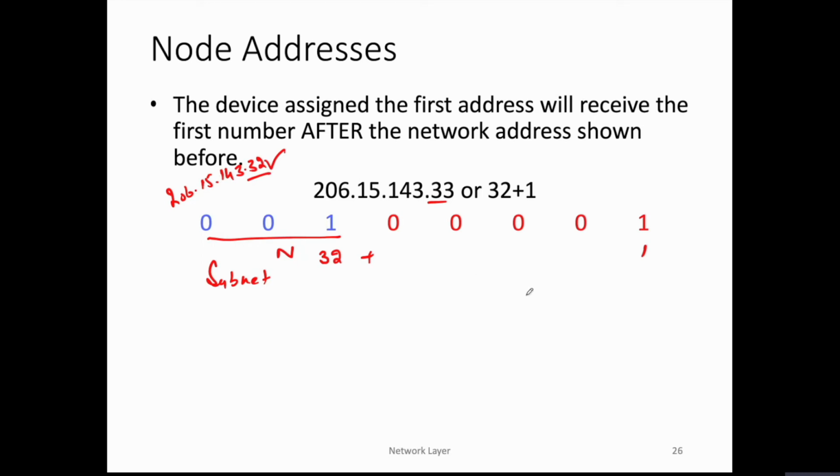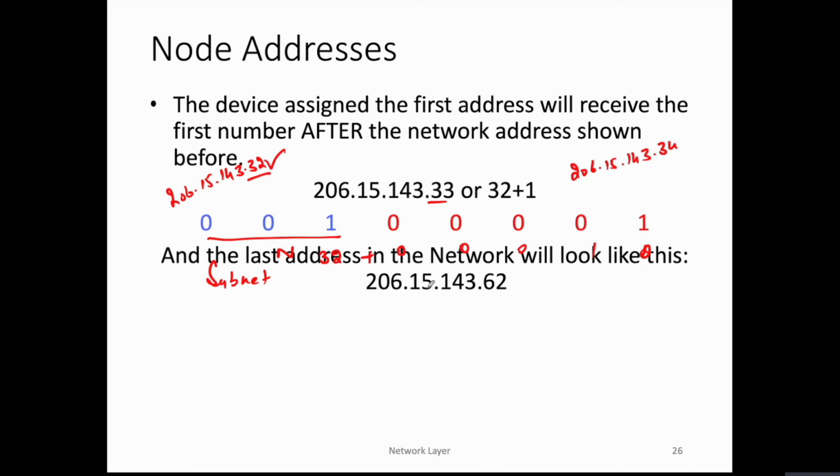The subnet is 206.15.143.32, right? And again, I do not need to have the next combination, like 0, 0, 0, 1, 0. What I can do is simply add 1 to it. The value of the next node would be 206.15.143.34. I'll again add 1, 35, and so on and so forth. So the last node address in this case would be 63, that is 206.15.143.63. This is this combination, by the way.